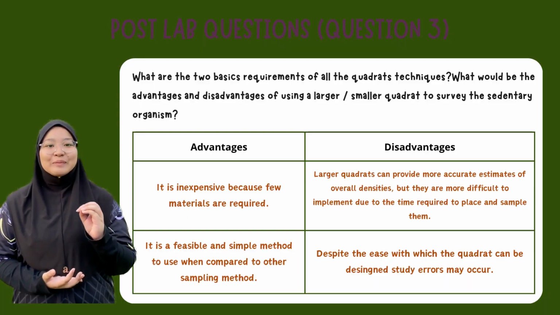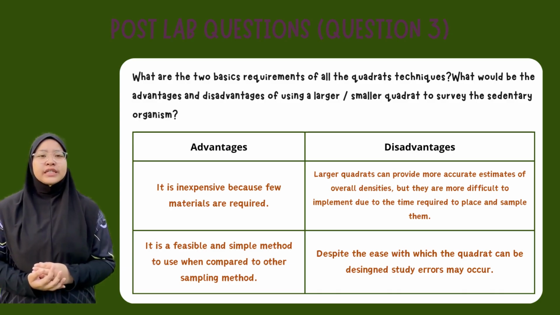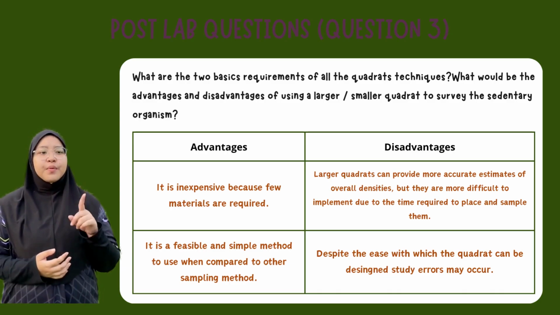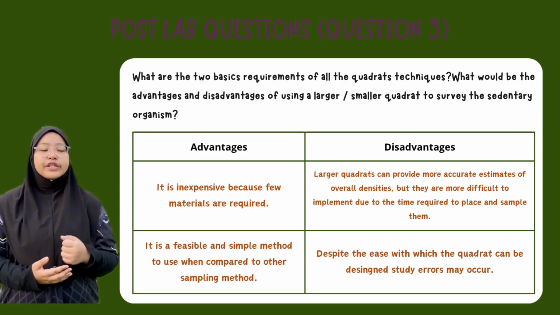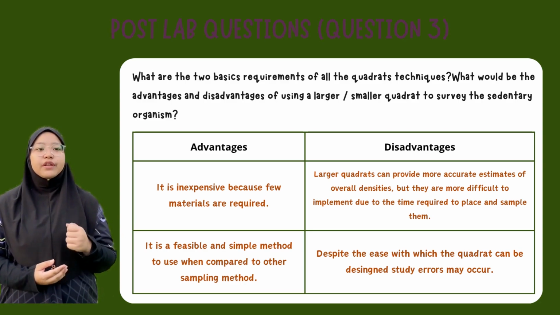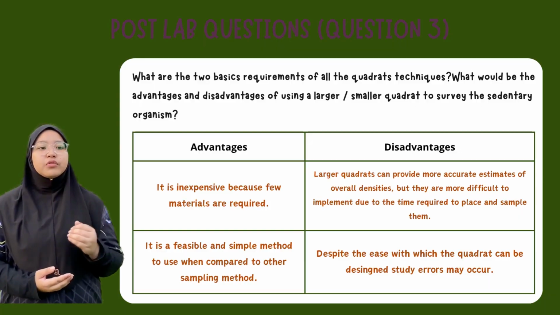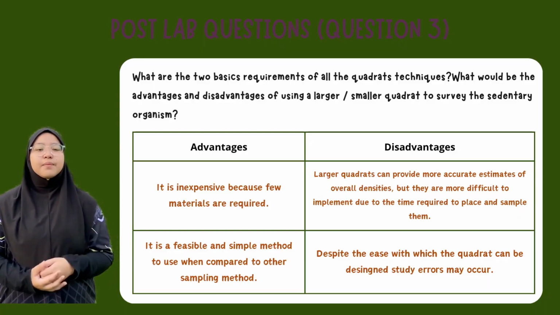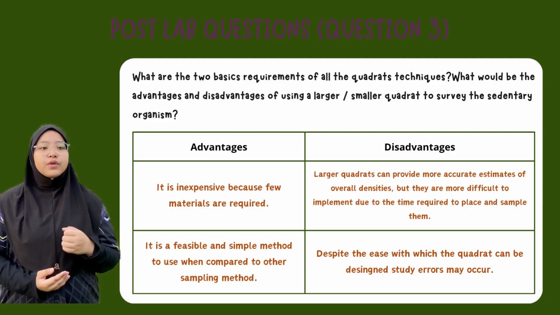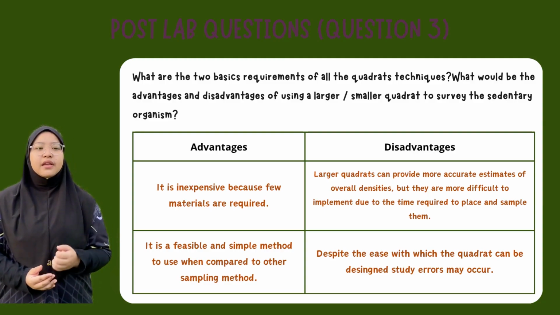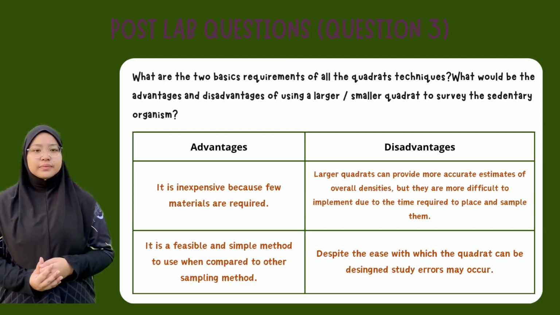So for the disadvantages, number one is larger quadrats can provide more accurate estimates of overall densities, but they are more difficult to implement due to the time required to place and sample them. And number two is, despite the ease with which the quadrat can be designed, study error may occur.